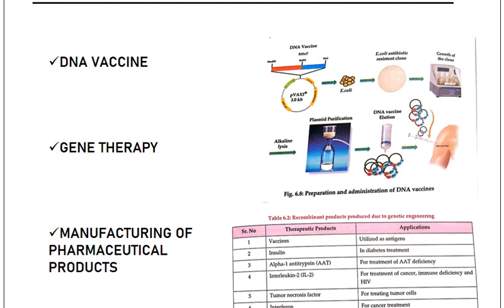The fourth is IL-2. It helps in the treatment of cancer, immune deficiency and HIV. Fifth is the tumor necrosis factor, which is for treating tumor cells. And the last is interferon, which helps in cancer treatment. These are the applications of genetic engineering in medicine.